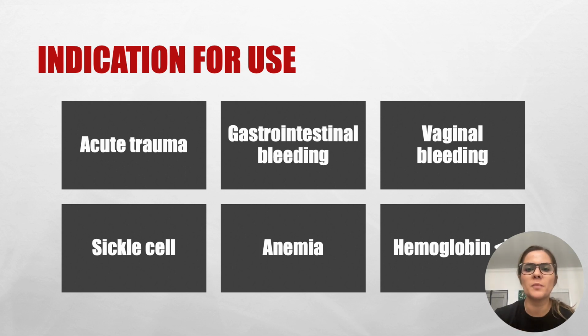These are just some examples of patients that could require blood transfusions. Your acute traumatic patient, of course. Your GI bleeds could use a lot of blood, as they could lose a lot of blood in their GI system. Vaginal bleeding, especially in pregnancy or post-pregnancy, can have lots of complications with bleeding, requiring blood transfusions as well. Your sickle cell patients, we have an understanding of why that is, right? Anemia could be a reason somebody needs a blood transfusion. And of course, anytime there's a hemoglobin less than 7 is definitely an indication for a blood transfusion.